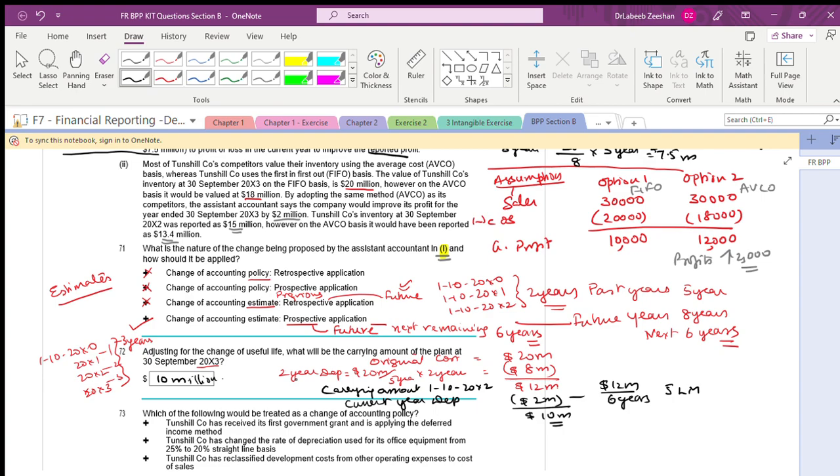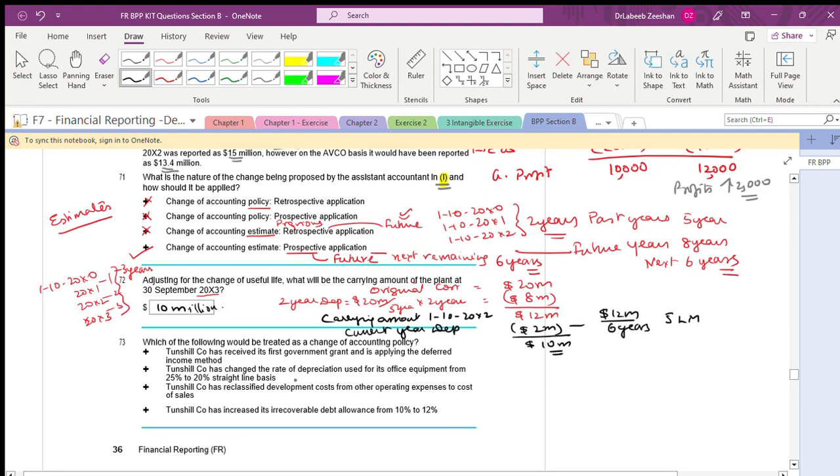Which of the following would be treated as a change in accounting policy? What is the accounting policy and what is the accounting estimate? BTunshill has received its first government grant and has applied the deferred accounting method. They have received a government grant, and the government grant is applying the deferred method. The method is that it applies as per the deferred income method.